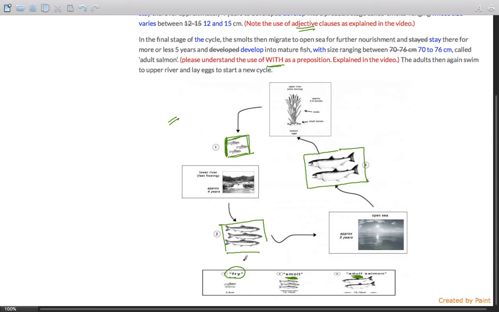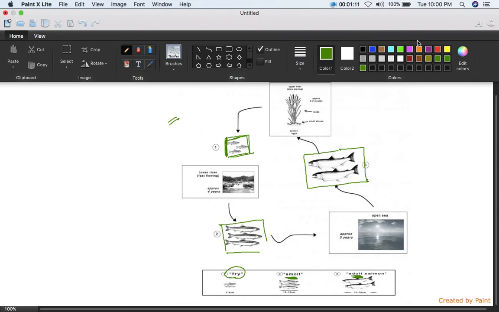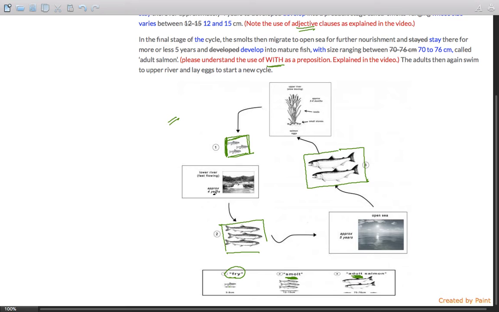Now, there is some data related to each category of fish. Let me change the color over here. So what is the data available? This one, the fry stays in the lower river for about 4 years, and then it develops into smolt. And this is the size of the fry given over here in the picture. And the smolt, it stays in the open sea for about 5 years. And the data is somewhat over here about its length. This is length of the fish. And similarly, here is data for the adult fish.